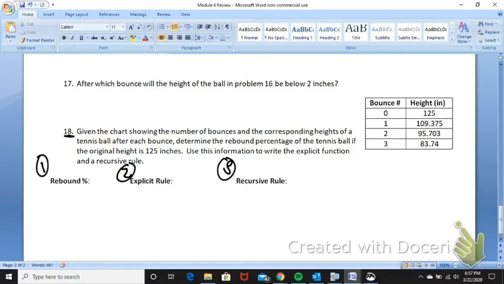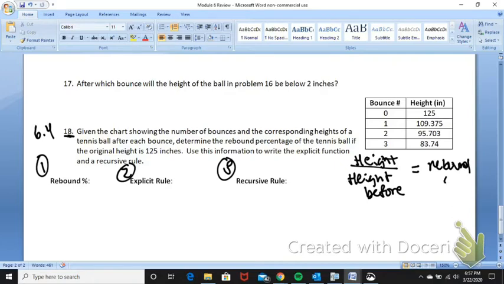So again, we did work one like this on 6.4, that very first chart. So if you remember how to get the rebound percentage, you take the height and then divide it by the height before it. So it was height divided by the height before, and this equals your rebound percentage. So all we have to do with our first one, we can't do our original one right here, but we can do this next one.